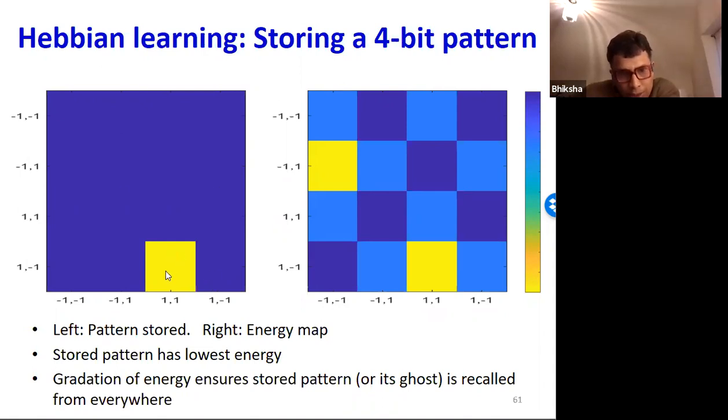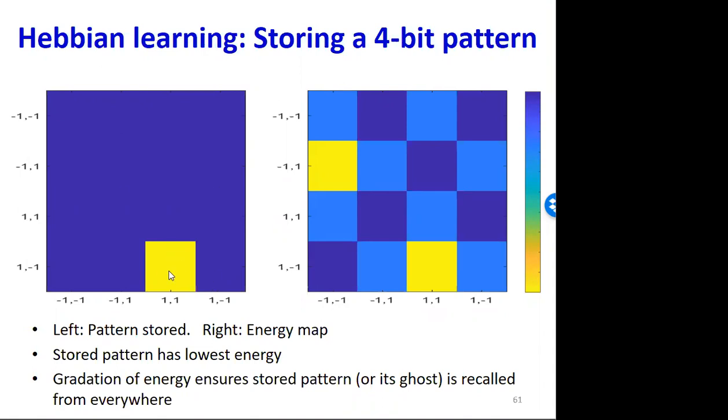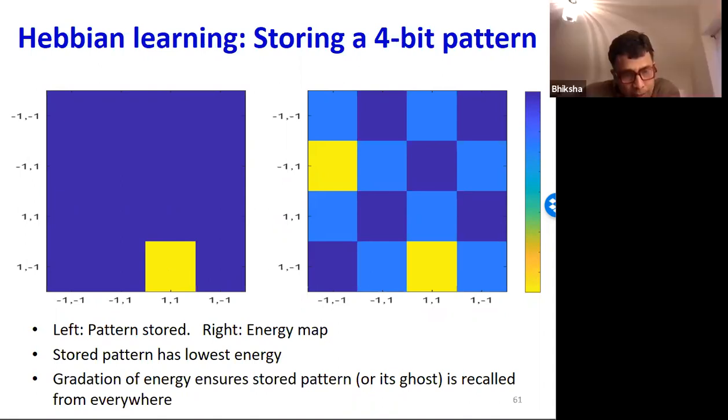So if I want to store this bit pattern and I use the Hebbian learning rule, you get this energy for the various configurations, and you find that the energy is a global minimum at the target pattern and at its reflection. And we saw that for any pattern, the reflection must also be a stable pattern because the energy is a quadratic. So if y is stable, minus y is also stable. That's about it.